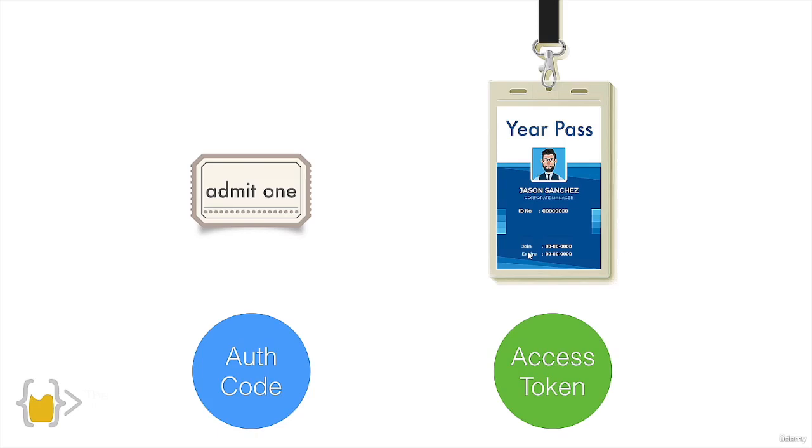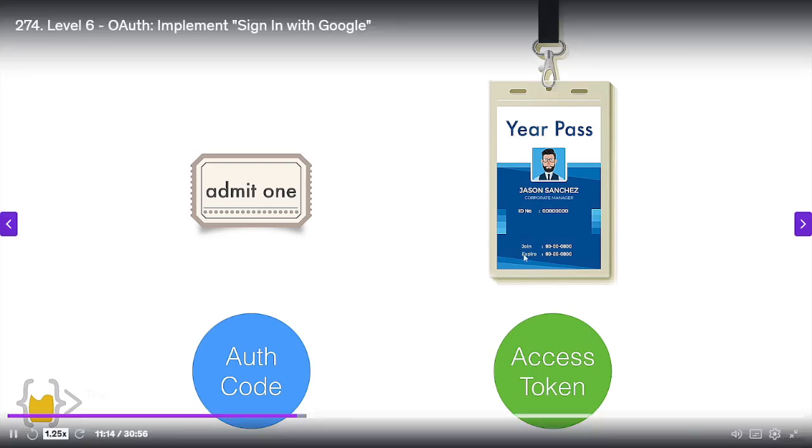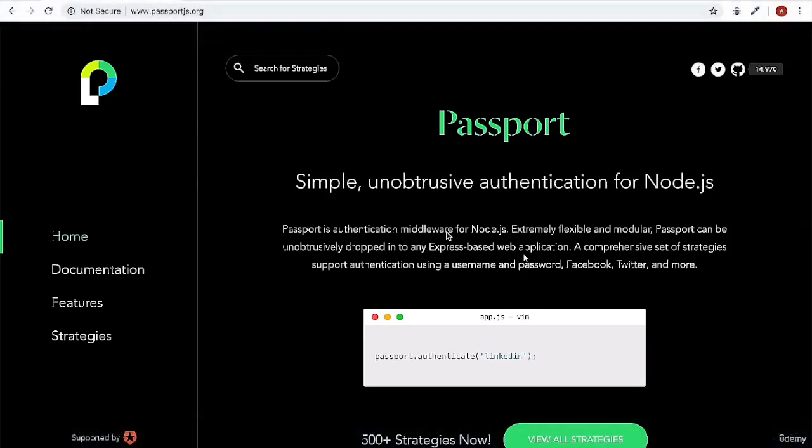So the auth code is what we need to authenticate the user that they successfully managed to log in through Facebook. And the access token is what we'll use to access pieces of information that are stored on that user's account on this third party's website, for example, their email or their friends list. All right, so enough theory. Let's get started implementing it and adding login with Google to our website.